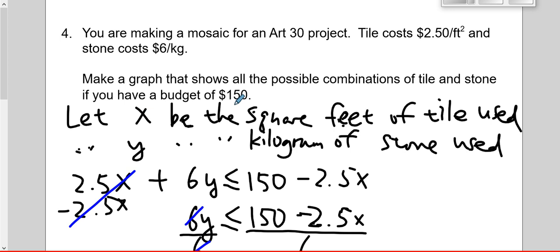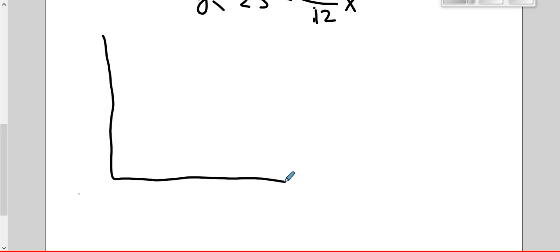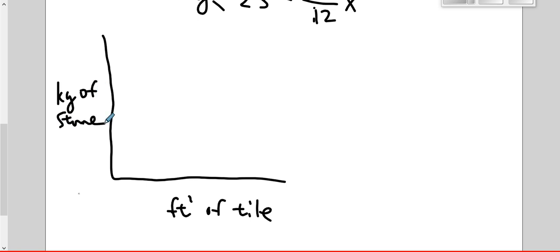Okay, so let's graph that. If you look at this, what's on the x-axis? The tile stuff. What's on the y-axis? The stone stuff. So let's graph this. Square feet of tiles, and then on the y-axis we have the mass, kilograms of stone. Our graph looks like this, a straight line.